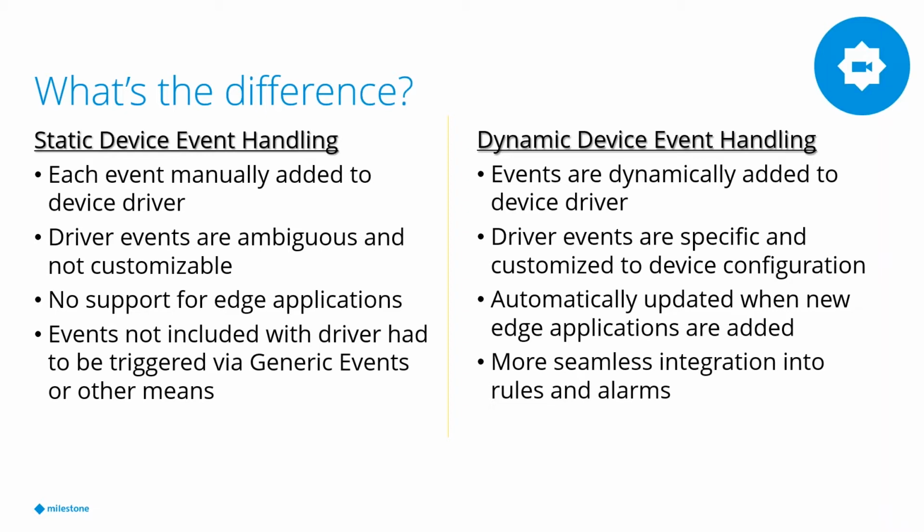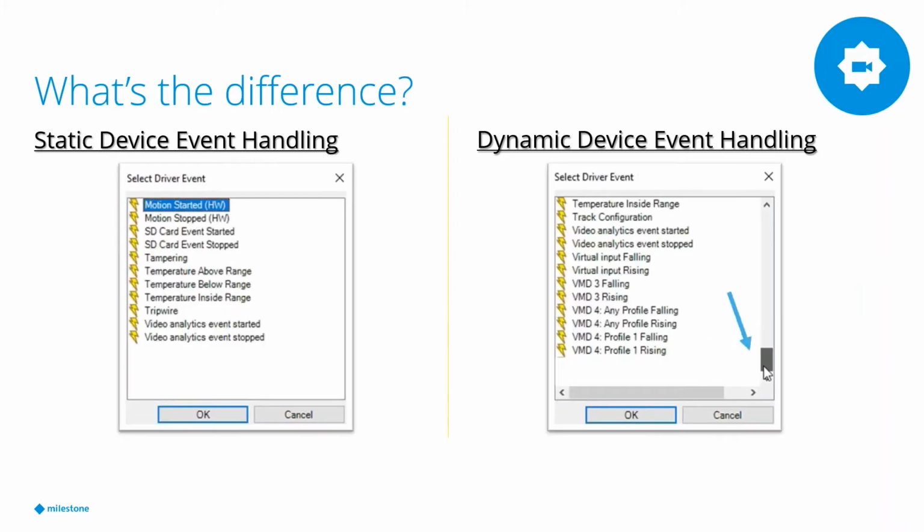So what does this mean? What does this look like for us? Well, basically on the left, you'll see what the static device event handling used to look like and what our dynamic device event handling looks like on the right. And what I want you to notice on that right-hand side is the scroll bar. So on the left-hand side, with traditional drivers, we would be able to utilize edge motion started, edge motion stopped, simple analytics like tampering or tripwire, and some temperature analytics if they're available. However, that's all we can do. That's all that will ever be available to us. On the right-hand side, our dynamic device event handling basically has 30 or 40 different options, and those options can change based on what's available on the device.